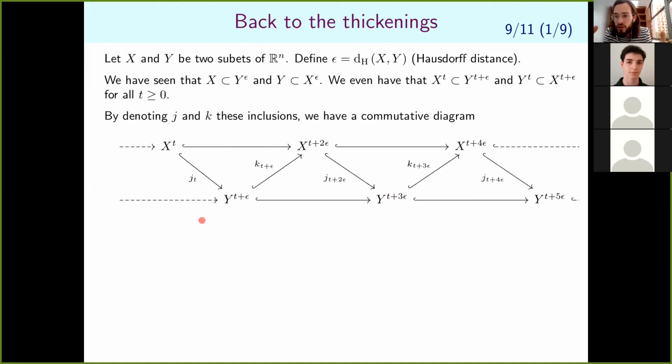You can say that an inclusion is a set being a subset of another, or you can see the inclusion as an injective arrow from a set to another. Okay. I just give a name to these maps, to these inclusion maps.